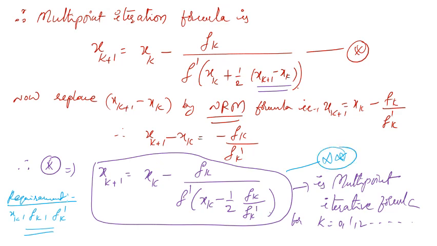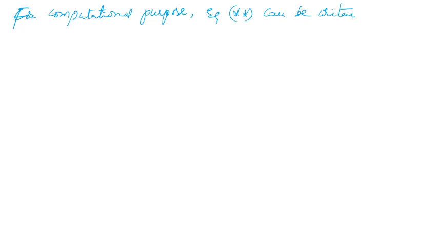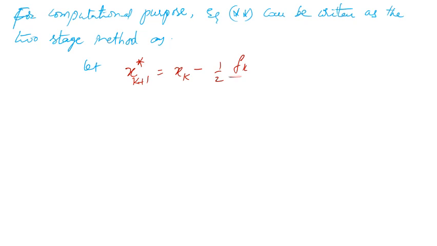To simplify this formula for computational purpose, you have to remember this now. For computational purpose, the original formula, equation double star, can be written as a two stage method. Two stage means two steps. Let xk plus 1 star be equal to xk minus 1 by 2 fk by fk dash.